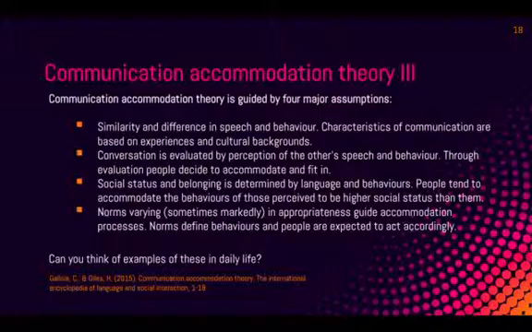Third, social status and belonging are determined by language and behaviours. People tend to accommodate the behaviours of those perceived to be of higher social status than them. So there's a kind of power dynamic behind this accommodation process. Fourth, norms, varying sometimes markedly, guide accommodation processes. Norms define behaviour and people are expected to act accordingly. This complicates things a bit. To what extent do we tolerate questionable behaviours in the name of fitting in and accommodating those of a higher social status? There's a bit of a conflict between doing what's right versus doing what will grease the wheels of our own advancement.